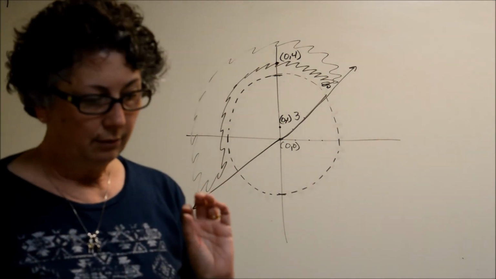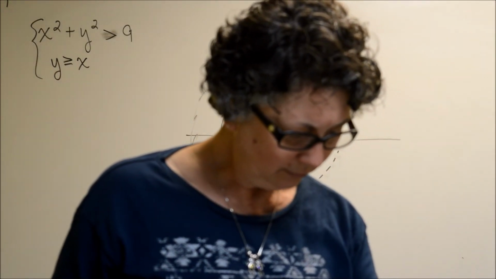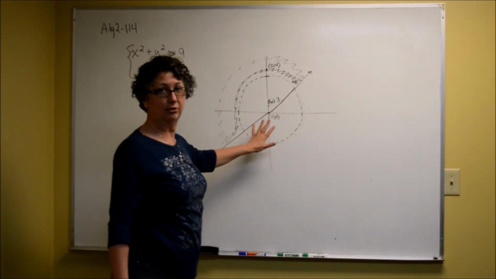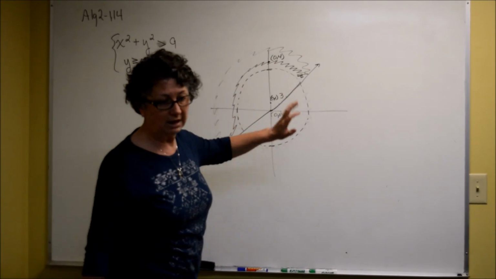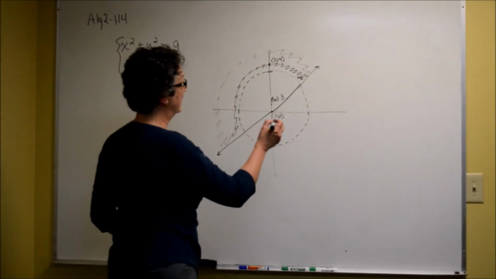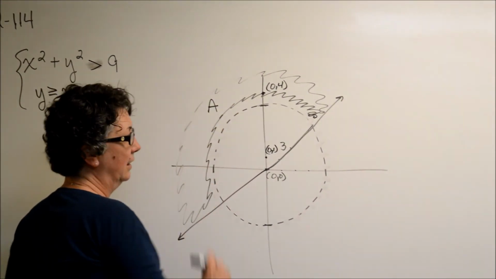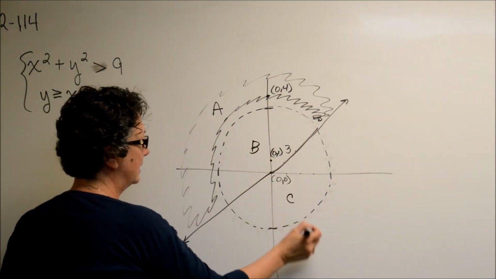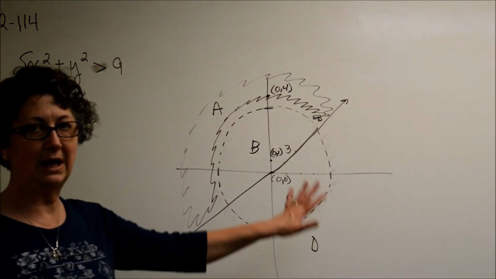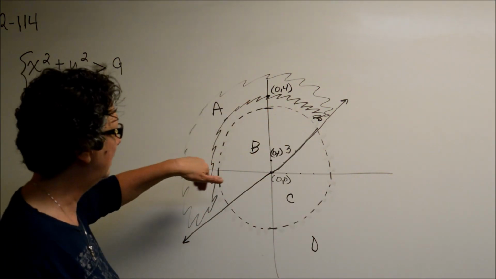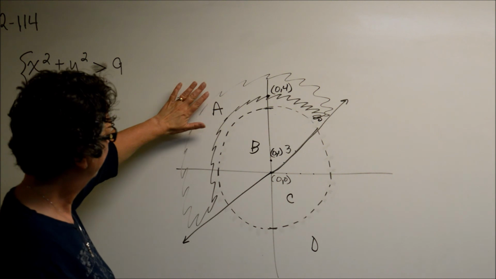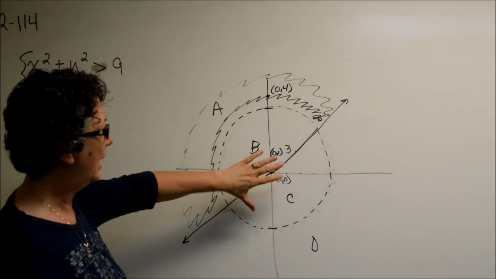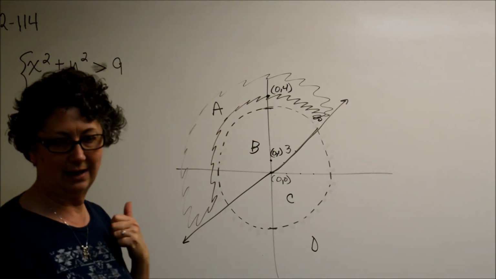And for your purposes, Saxon's going to draw the picture for you, and it's going to label the areas. For example, in this practice, this area was A, this area is B, this is C, and this is D. So you just have to answer which area is your solution. So the answer to this one would be A, because that area is above the line and outside the circle.